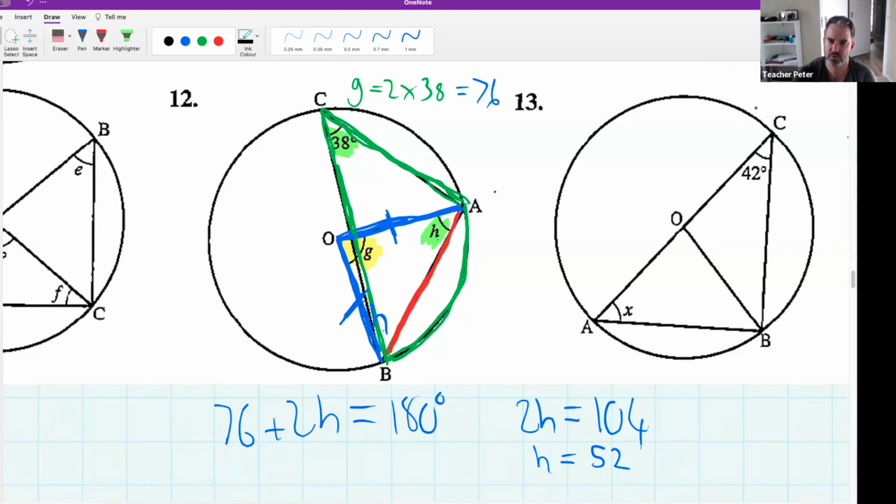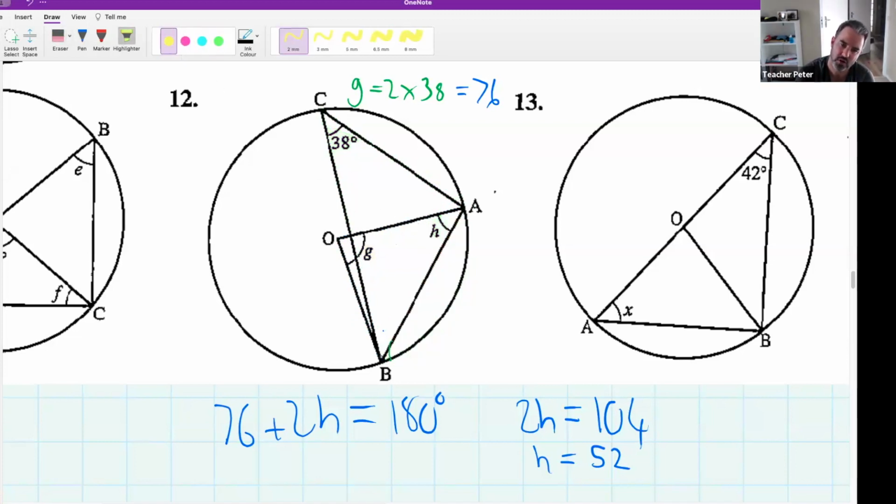So for G, what did we use? We used the angle at the center is twice the angle at the circumference. So if you think about the angle at the circumference is 38, the one at the center is twice the size. Yeah, the sort of bow tie shape. Yes. Should I get rid of this quickly just so you can see it again?